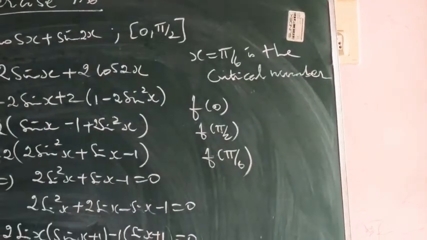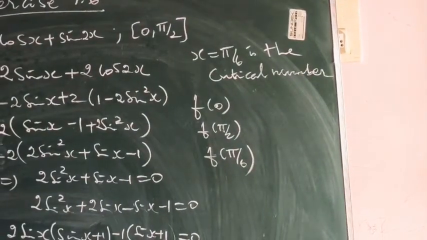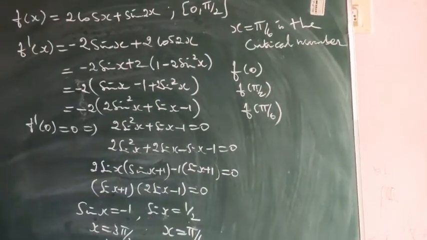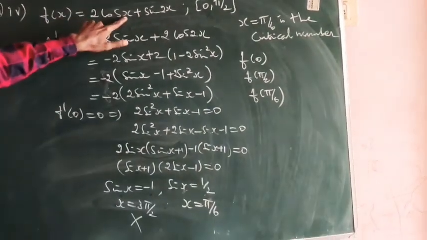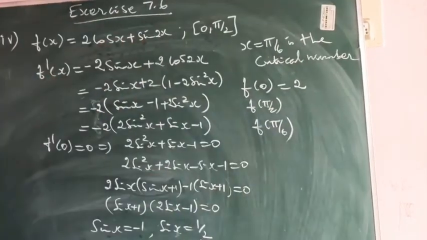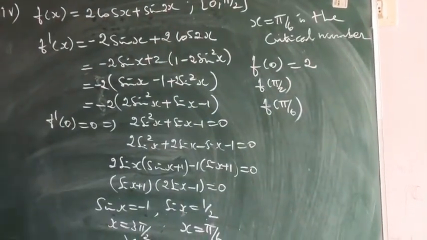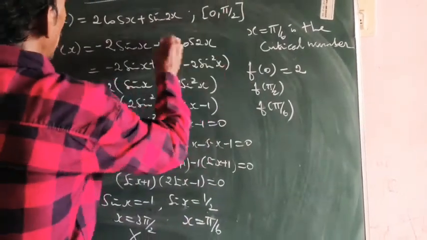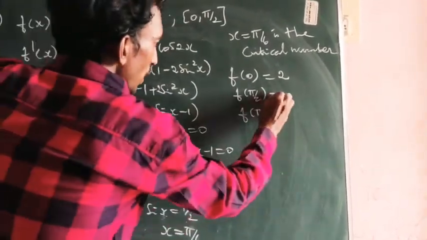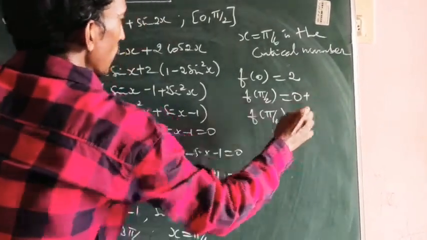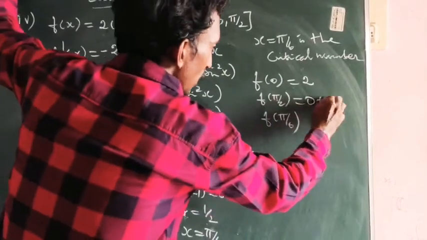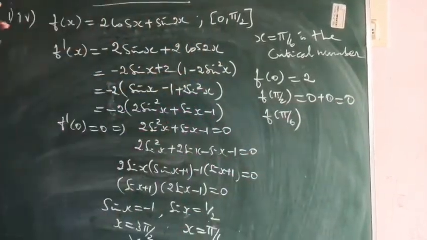Okay, f of 0 means put x equal to 0. So what is that? Cos 0 is 1, so 2 into 1, 2. Sin 0 is 0. So for f of 0 we are getting 2. And put x equal to pi by 2. So 2 into cos pi by 2, which is 0, plus sin 2 into pi by 2, the 2 cancels, sin pi is 0. Again we are getting 0.